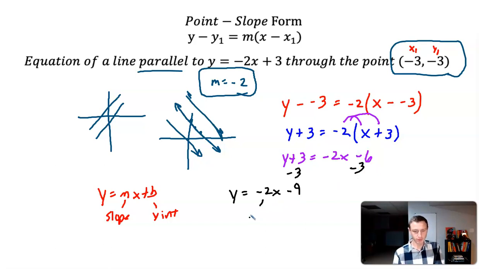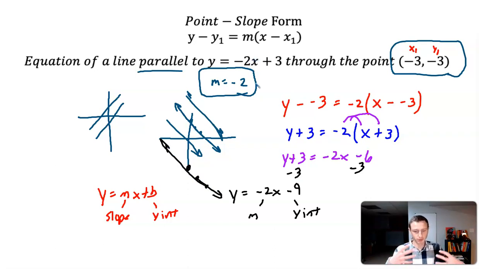So then this would be my slope. This would be my y-intercept. So if I were to graph this, I'd have y-intercept of -9, same slope as my original equation. So down 2 over 1, down 2 over 1. And my line would look something like this. So two parallel lines, where the new one was originally parallel to this given equation.